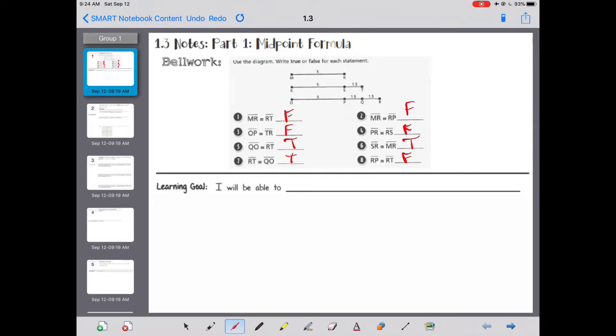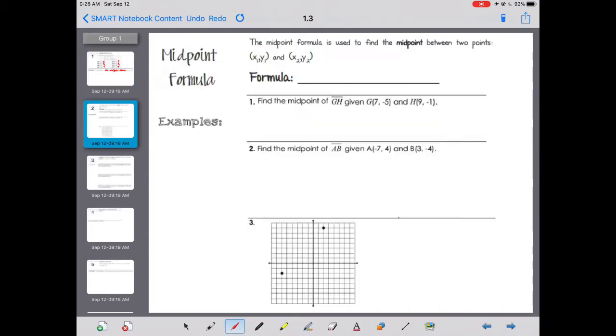All right, in this first part, here's our learning goal. I will be able to use the midpoint formula. That's going to be a couple of different things. We're going to be able to find the midpoint, but then we're also going to be able to find one of the points when given the other end and the middle. We'll be able to figure out where the other end stops.